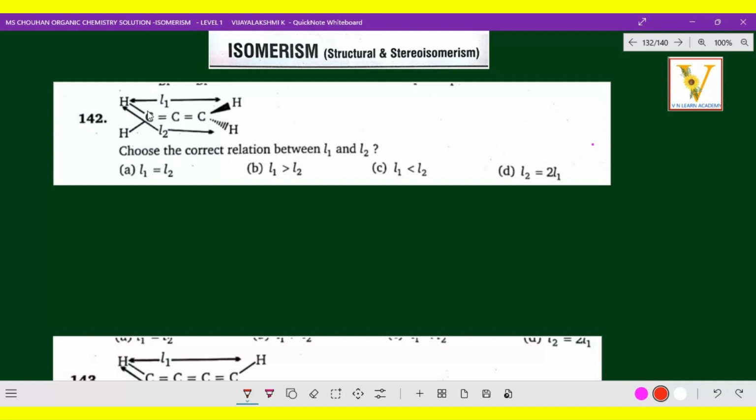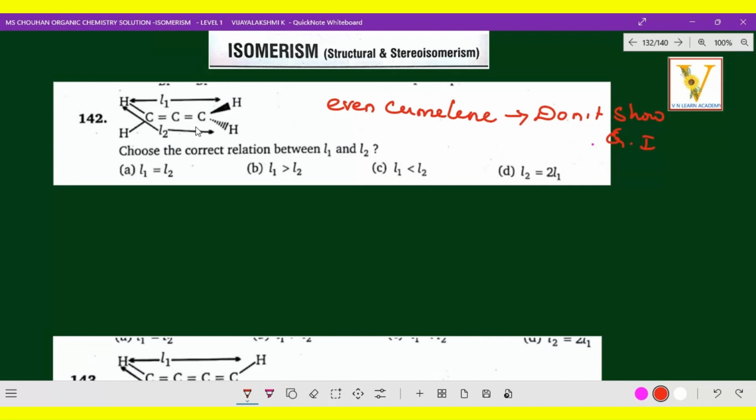Now here two double bonds are there. That means even cumulene, right? Allene also we can say cumulene. Now, even cumulene does not show geometrical isomerism. That is very, very important to note down. Even cumulene, so that means two double bonds are there, it does not show geometrical isomerism.